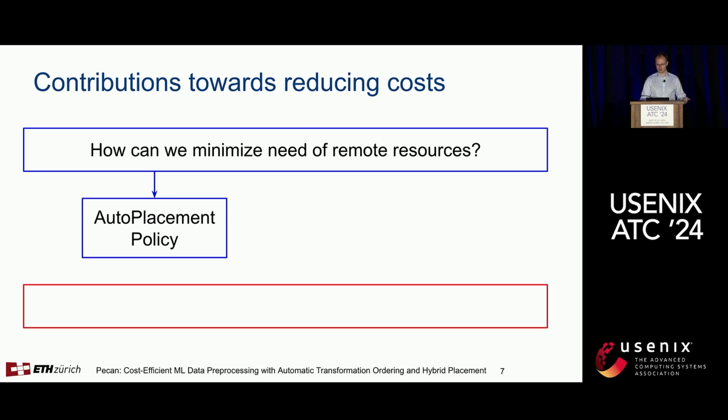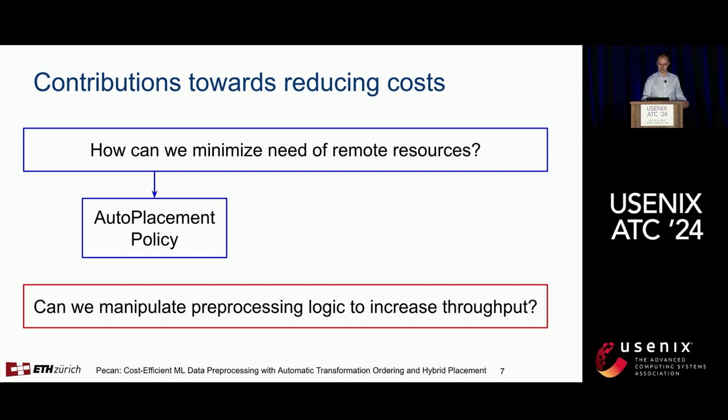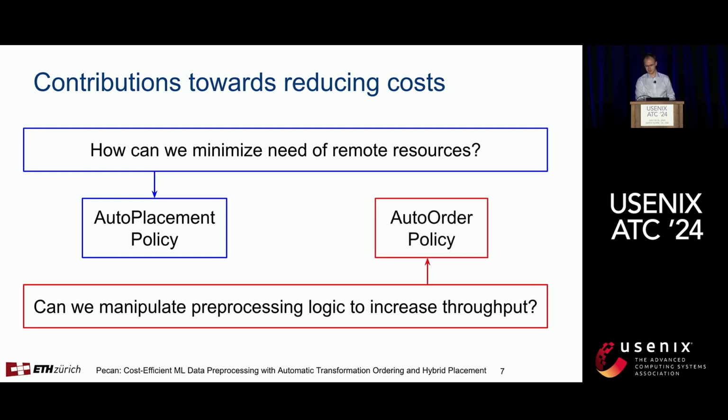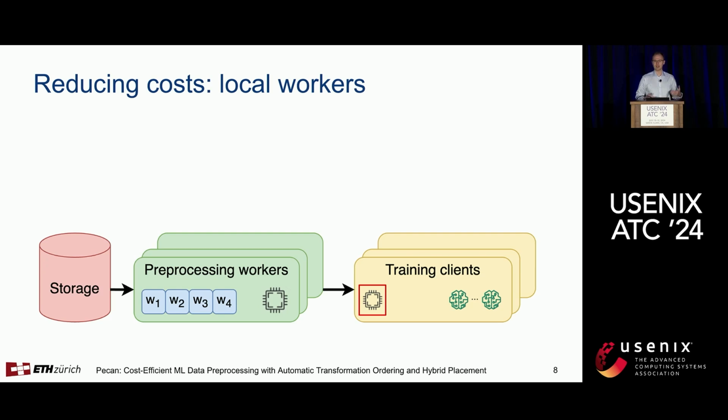And for this, we developed an auto placement policy. And acting orthogonally to this auto placement policy, we also had a look deeper into the logic of the preprocessing pipeline itself. And we had a look at whether we could somehow redesign the input pipeline to improve throughput. And thanks to our auto order policy, we've actually managed to achieve just that. So how exactly can we reduce the number of remote workers?